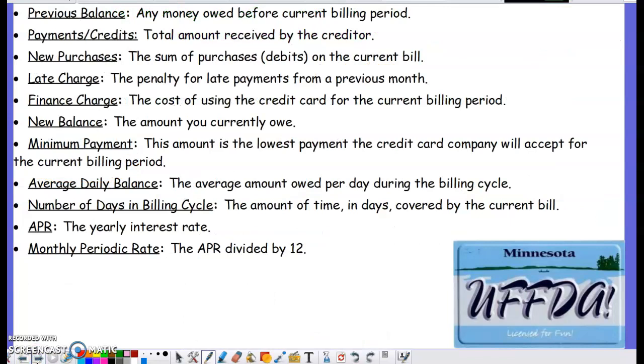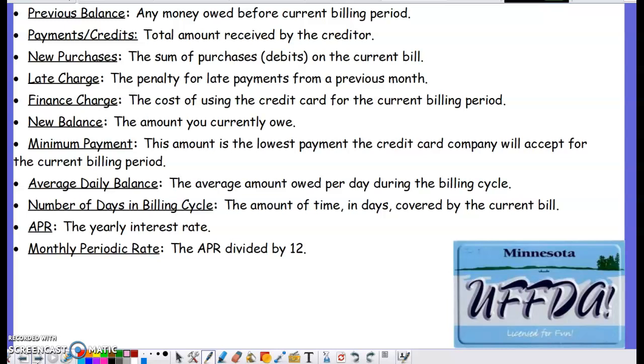Other things you'll see on there: previous balance, any money owed before the current billing period. So if I didn't pay it off last month, I still have to pay off that balance from the previous month, and then also my new balance for this month. So the previous balance is going to be on there. Any payments or credits received. So if I paid $30 last month, that's going to be listed on there. They're going to list any new purchases I have on this current bill. So what I bought in this last month.